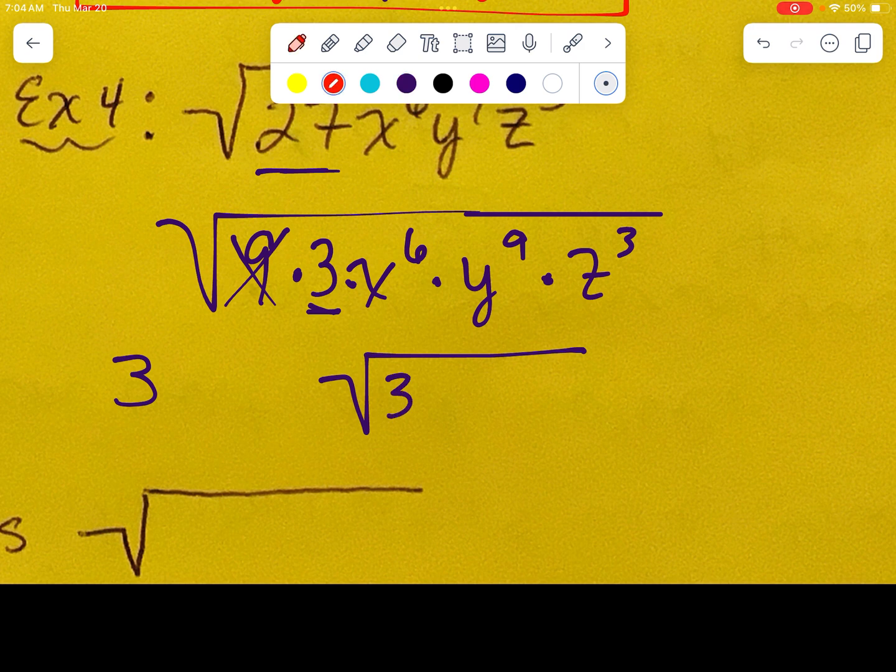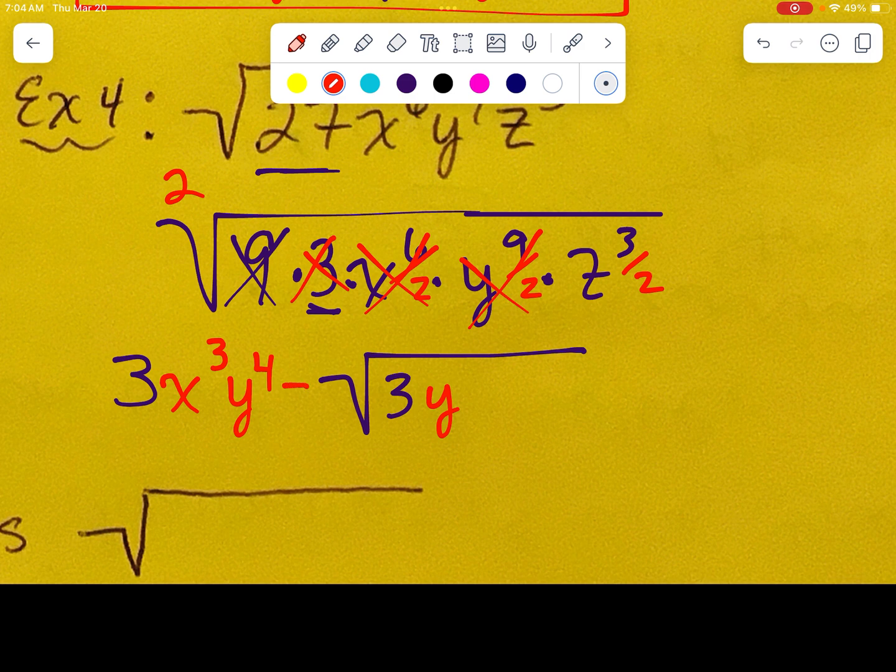Don't forget about our rule, right? We're taking the square root, so all of the exponents are divided by 2. 6 divided by 2, I can do that. That's 3 with no remainder. 9 divided by 2, well, 2 goes into 9 4 times with a remainder of 1. 2 goes into 3 1 time with a remainder of 1. And this is our answer.